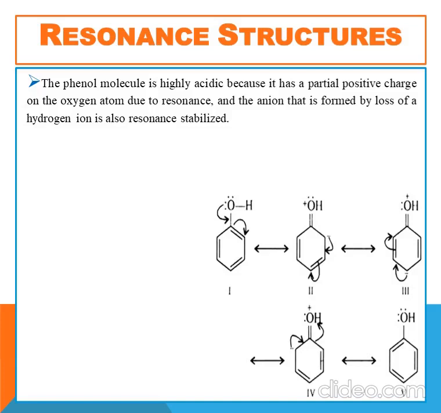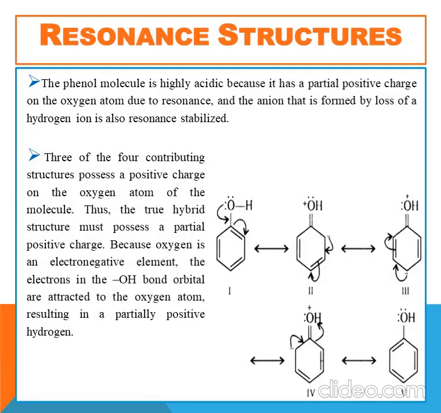In the second structure, you will see the negative charge that has shifted to the second position is taken up by the third carbon, and a double bond forms. Similarly, the double bond present between the third and fourth carbon atoms is shifted to the fourth position as a negative charge, and the same thing follows over. So, you can see 3 resonating structures of phenol.